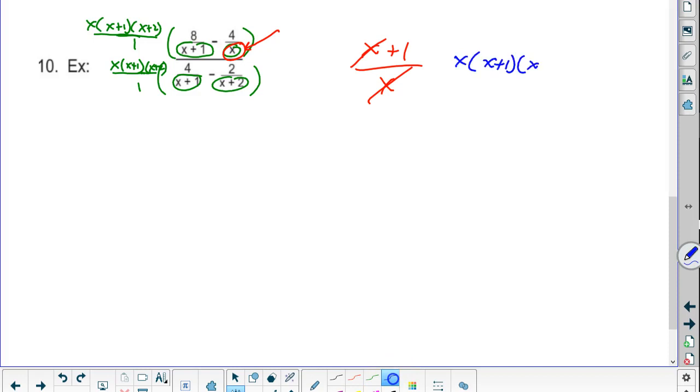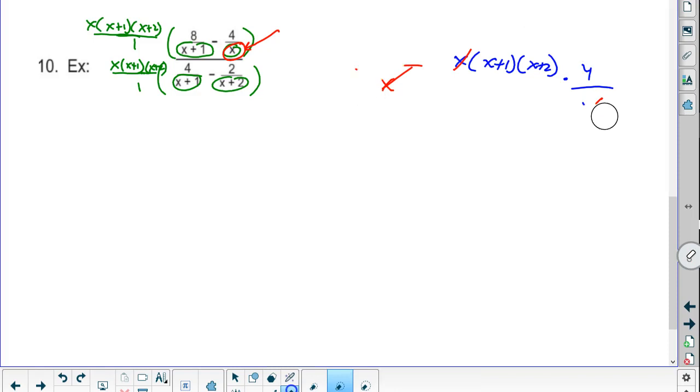When I distribute this times the 4 over x, when I take this and do it to the back, now because I had that x, I get to cross those x's out to get rid of that denominator. So again, I got to get rid of all the denominators: the x plus 1, the x, the other x plus 1, the other x plus 2. Okay, let me do this one step by step because I think I'm losing you guys in the distributing.